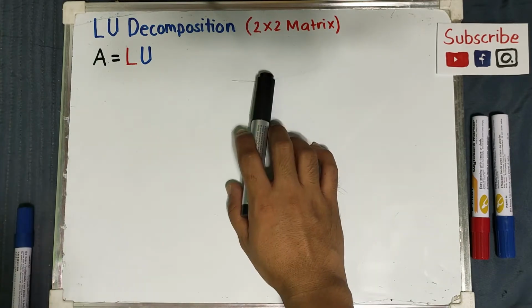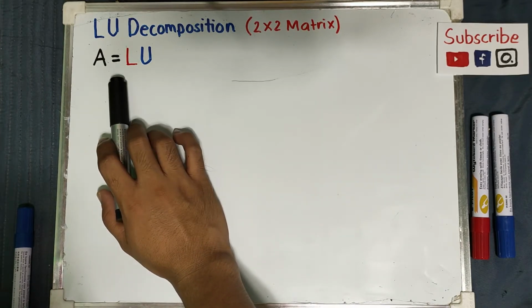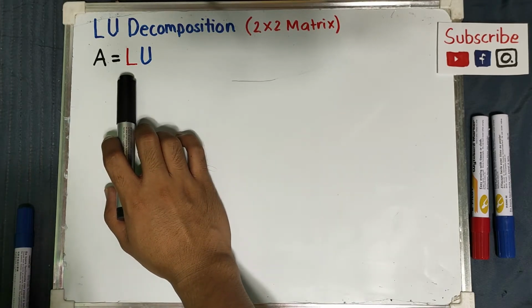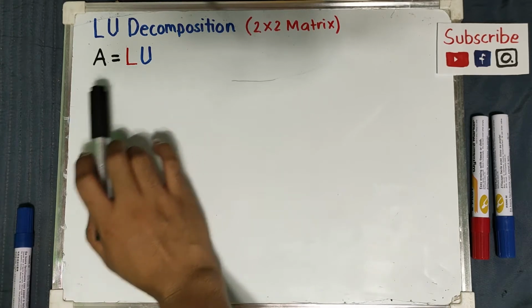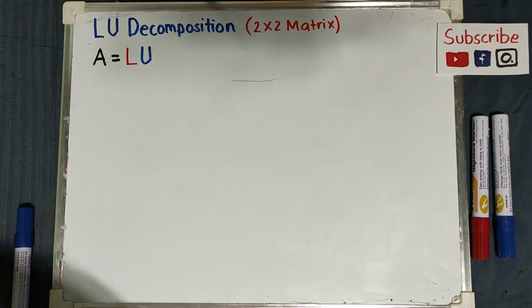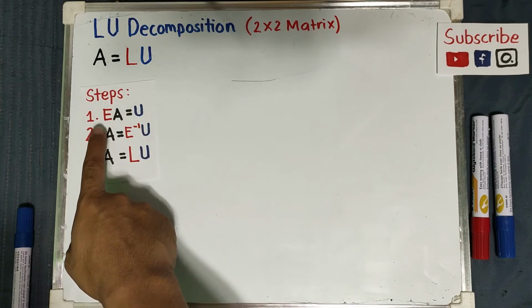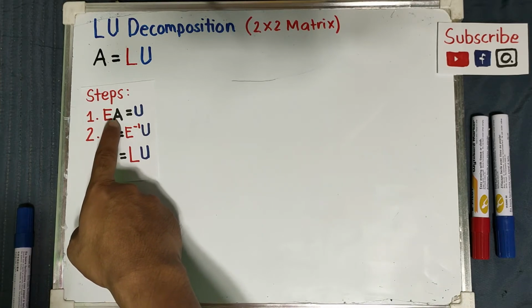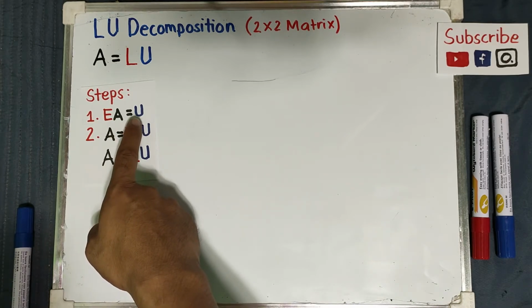Alright, so basically this is the formula. Matrix A equals L times U. L is our lower triangular matrix, times the upper triangular matrix. We have the steps to solve this one, right? These are the steps. Step number 1: we will write it this way, the elementary matrix times our given matrix equals U, or the upper triangular matrix.